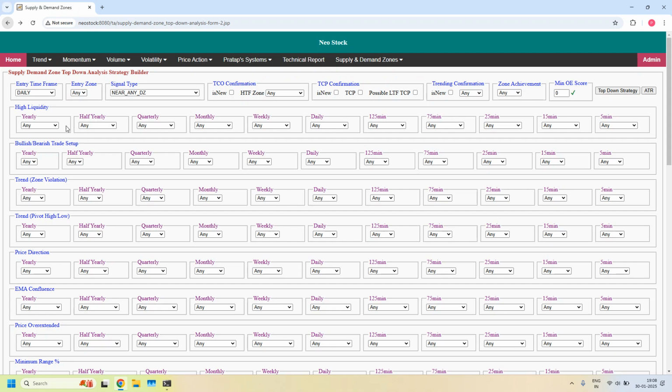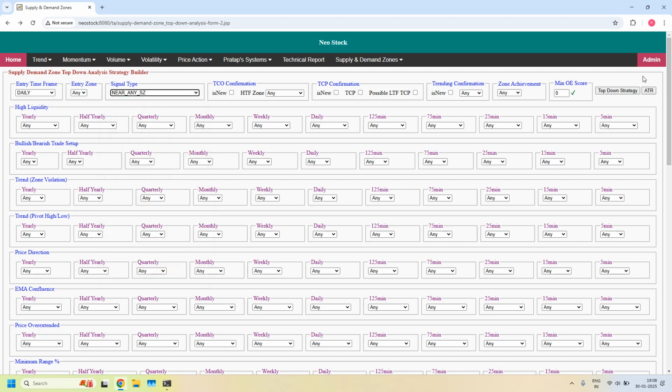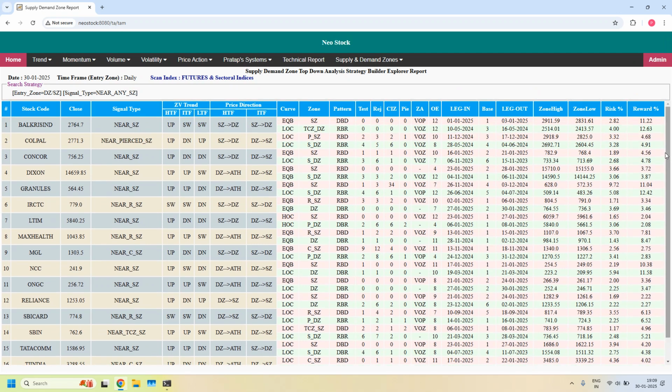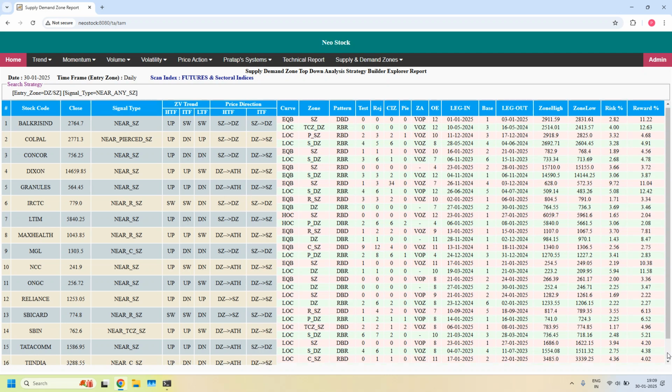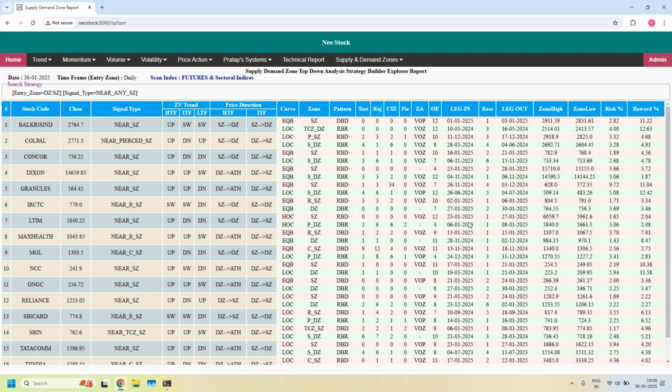Okay, next, daily time frame. Let us find the stocks near daily supply zone. We got 17 stocks. First 15 stocks in the list. I am scrolling the list down. So total 17 stocks are identified. Out of these 17, let us identify high liquidity daily supply zones.